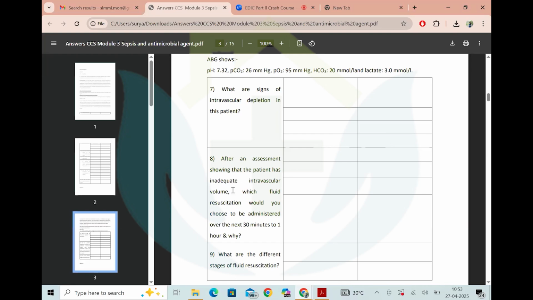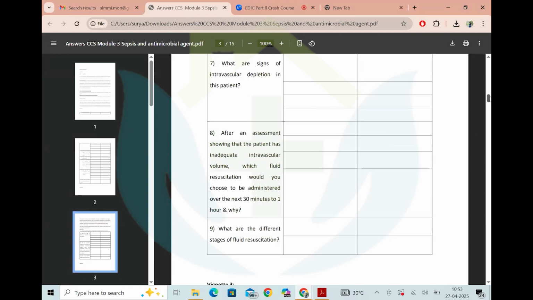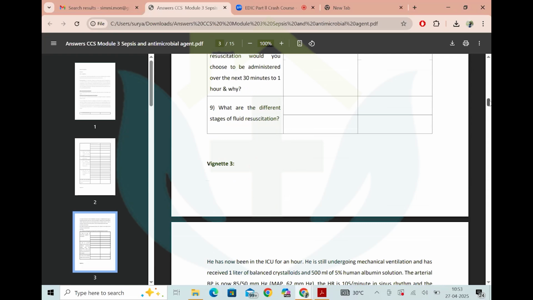After an assessment, the patient shows that they have inadequate intravascular volume. Which fluid resuscitation will you choose to be administered within the next 30 minutes to 1 hour, and why? So what is your preference choice of fluid? Crystalloids. Correct. Balanced salt solution you can say, or crystalloids. Okay. And what are the different stages of fluid resuscitation, if anybody can tell me that? Resuscitation, optimization, stabilization, and evacuation. Yeah. So the ROSE protocol, everybody should read about.